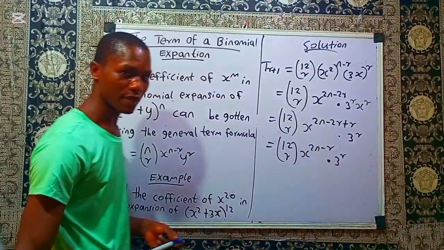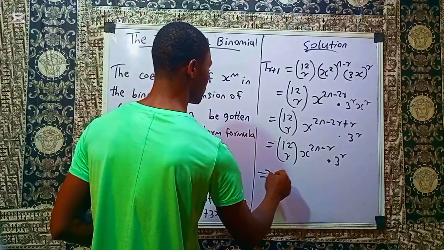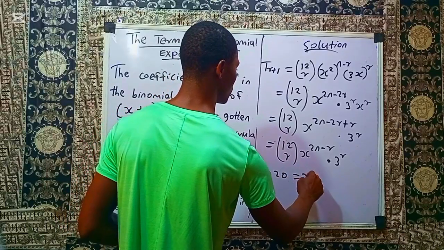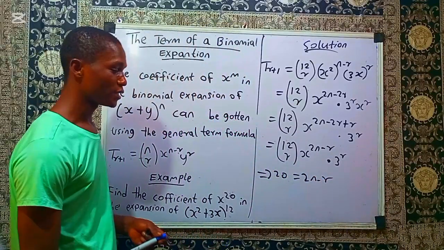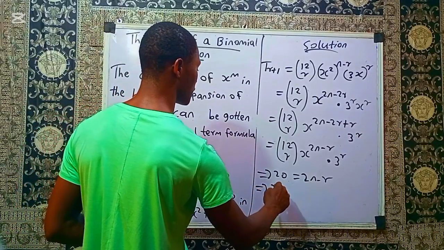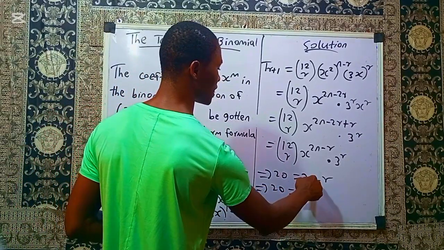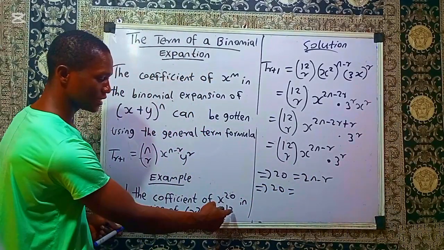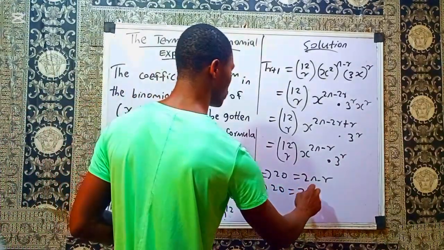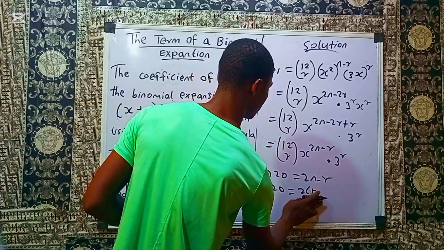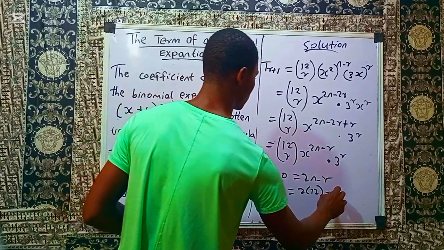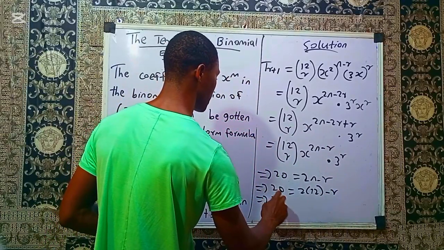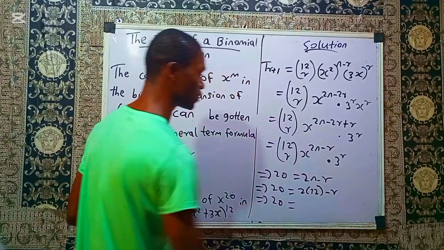2n minus r, right? So this implies that 20 is equal to 2n minus r. So this implies that 20 is equal to, what is n? n is the index of the bracket. That's 2 times 12, then minus r. So this implies that 20 is equal to 2 times 12 minus r.